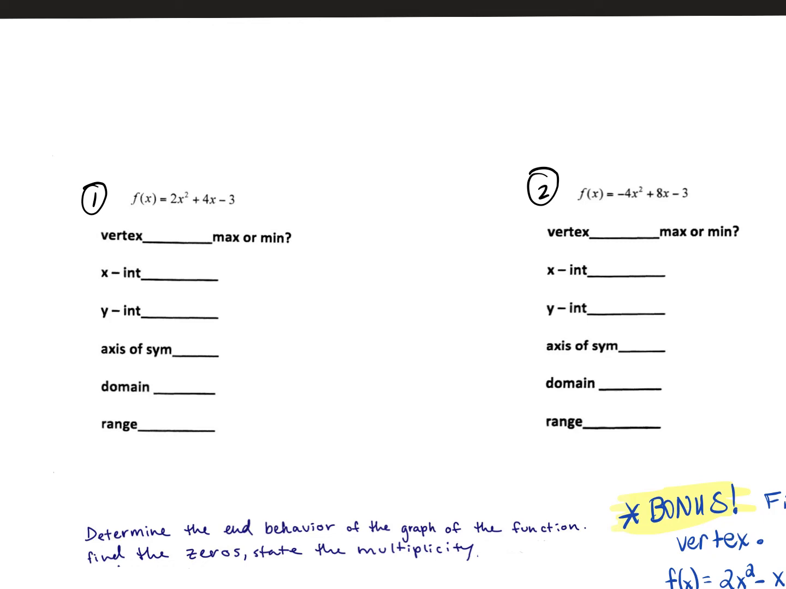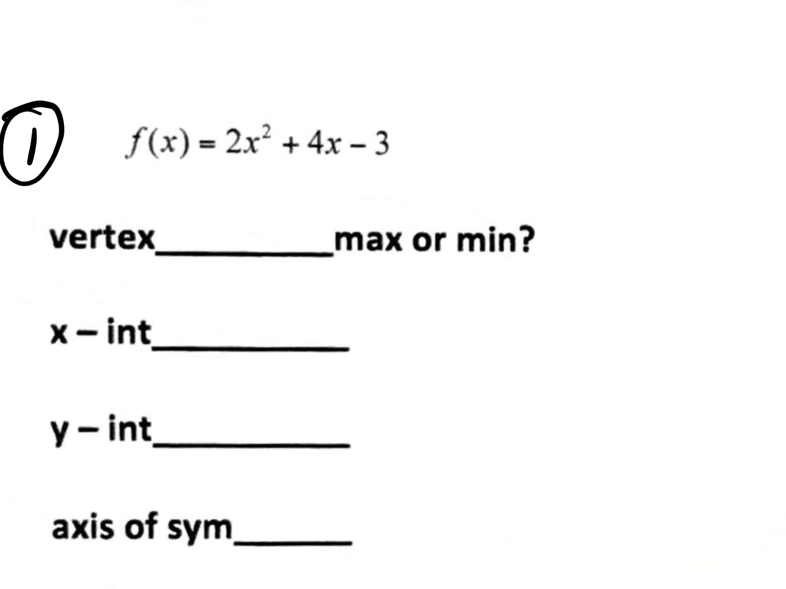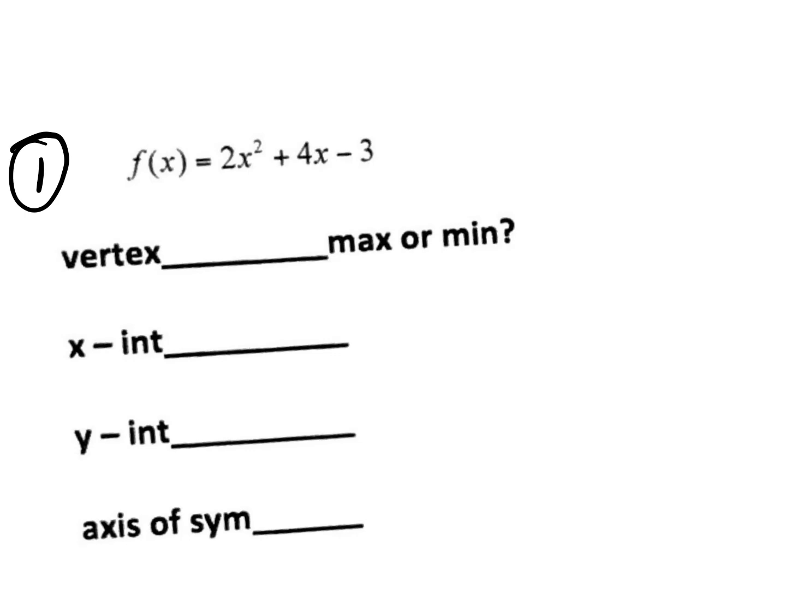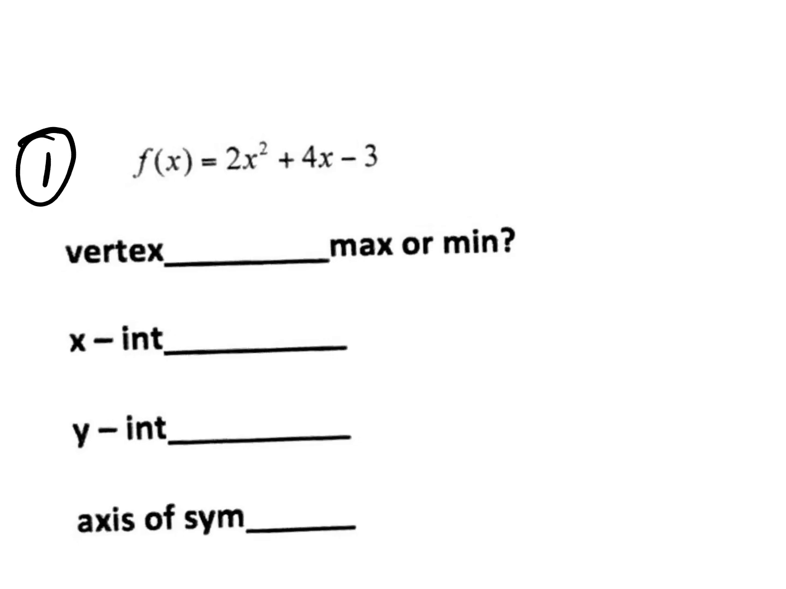Your quiz is going to have like 4 different kinds of questions. The first question is going to give you a parabola. It's going to give you a quadratic, and it's going to ask you for all of these things. I'm going to write it out so you know exactly what I'm looking for. But let's talk about each one of these things.